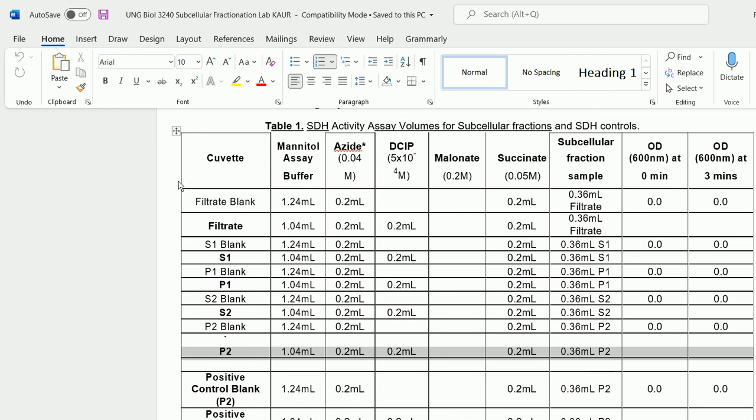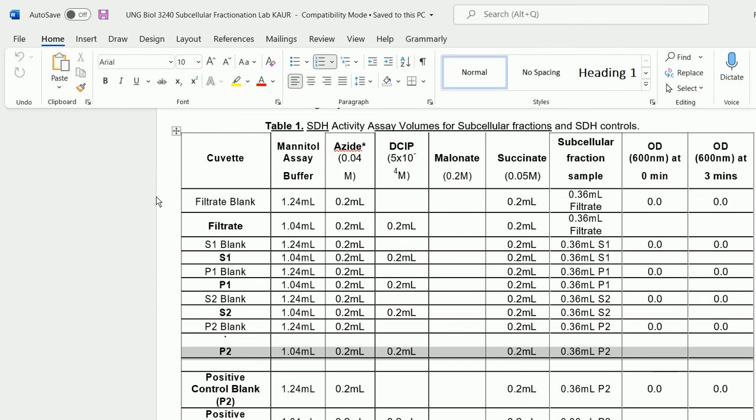Okay. Now with the blank, you are basically going to calibrate your spectronic, and with your filtrate fraction, you are going to add all these things, and you are going to measure the OD at 0 minute as well as after 3 minutes. It's very important because we are giving time for the DCIP to get reduced, and the reaction time is 3 minutes. You have to take the OD at 0 minute, and then after 3 minutes. And then the same thing you have to do with the S1 fraction, P1 fraction, S2 fraction, and P2 fraction. So you have to add all these volumes.